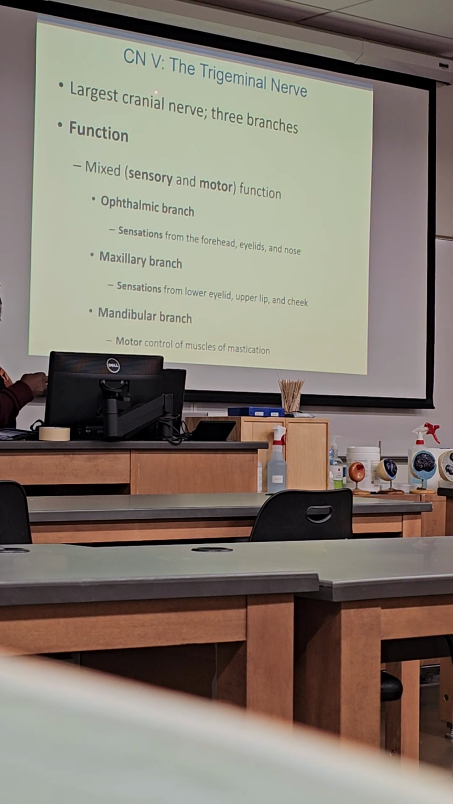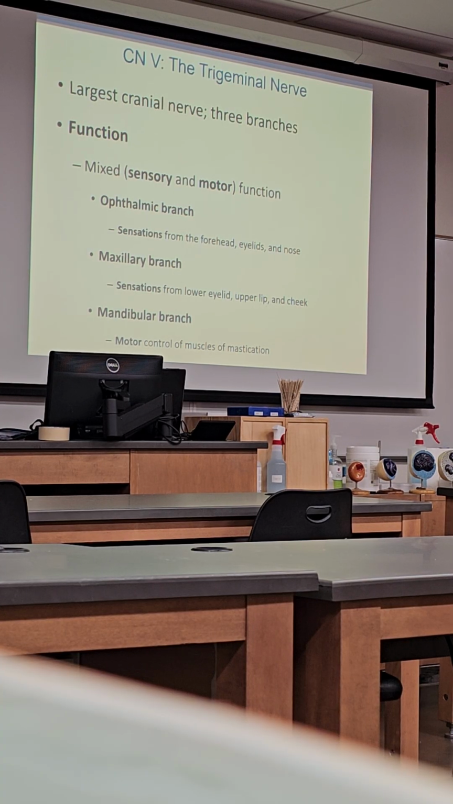Cranial nerve 5, the trigeminal nerve. It has 3 branches, so it's like the largest cranial nerve, thick, with 3 branches. Its function is mixed, both sensory and motor. That means it has fibers coming in, carrying afferent sensory information, as well as fibers running out, efferent motor commands, okay?